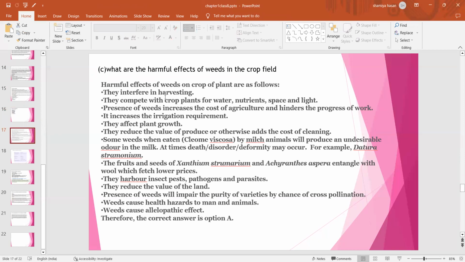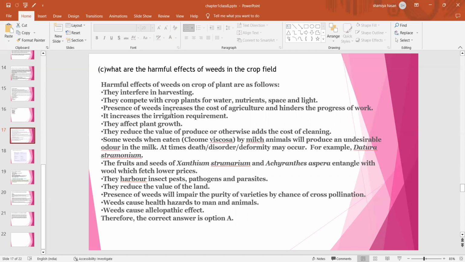Harmful effects of weeds in the crop field. Harmful effects of weeds are: they interfere in harvesting, they compete with crop plants for water, nutrients, space, and light. Presence of weeds increases the cost of agriculture and hinders the progress of work. It increases the irrigation requirement. They affect plant growth. They reduce the value of produce or otherwise add the cost of cleaning.